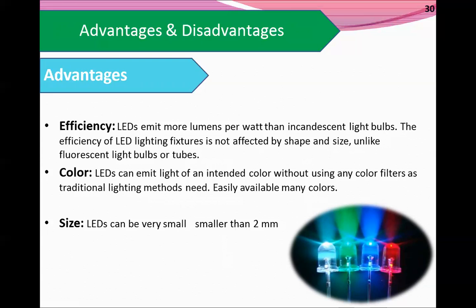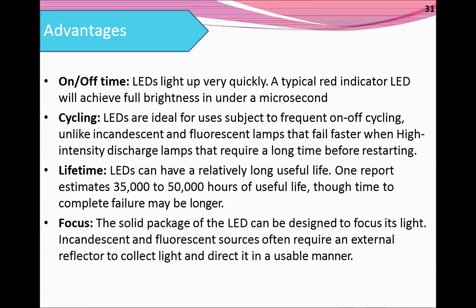Size: LED can be very, very small, smaller than 2 mm. On-off time is very quick in LED. A typical red indicator LED will achieve full brightness in under a microsecond. And cycling: LED is also very ideal for uses subject to frequent on and off cycling, unlike incandescent and fluorescent lamps that fail faster, or high intensity discharge lamps that require a long time before restarting.